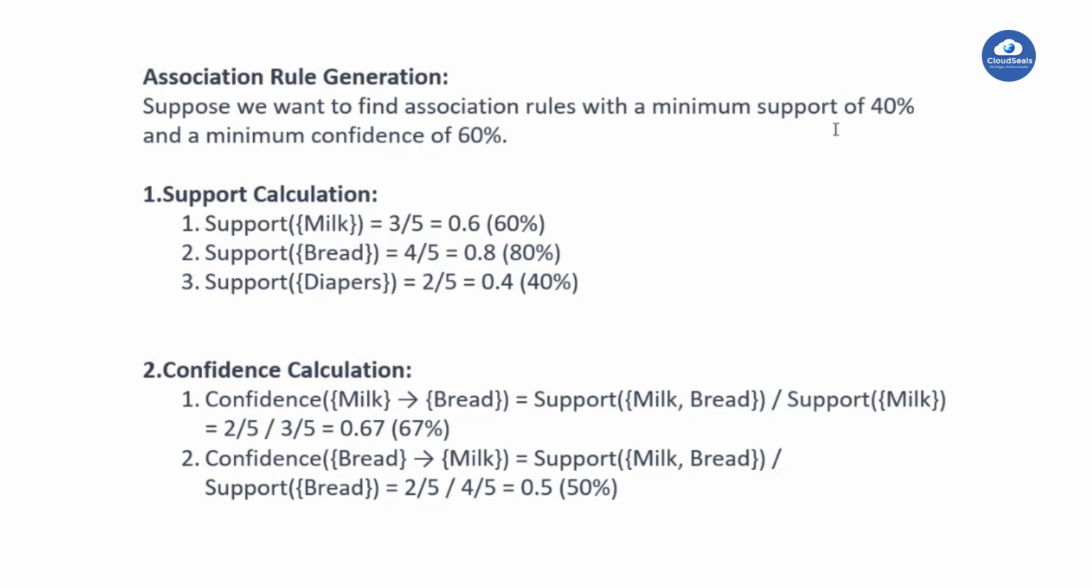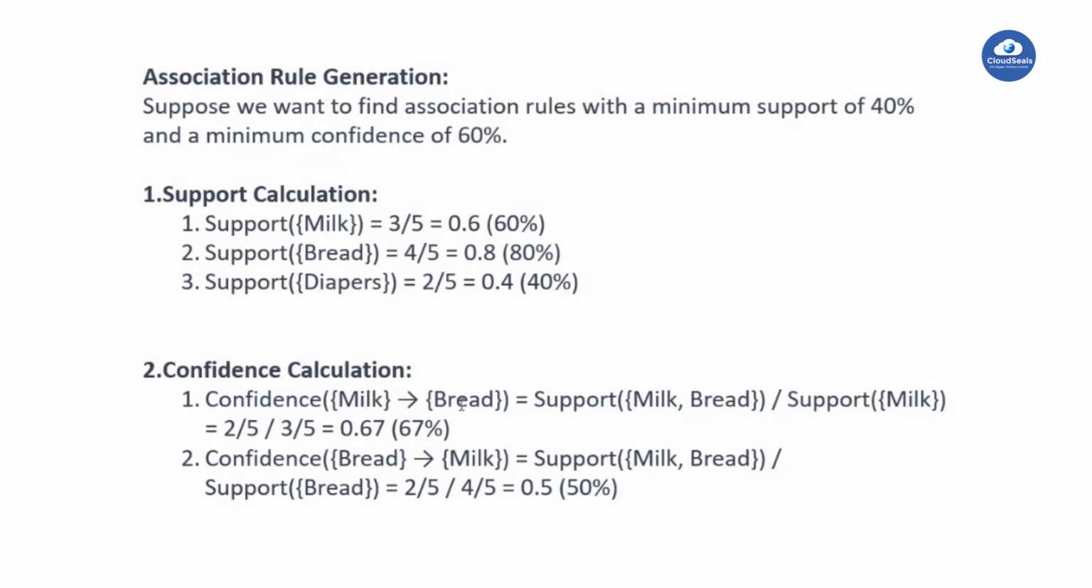Here our minimum support is 40, so all are more than 40. So we will accept everything. Now we have just calculated the support of the particular item set. But based on the one item set, we need to suggest other item sets.